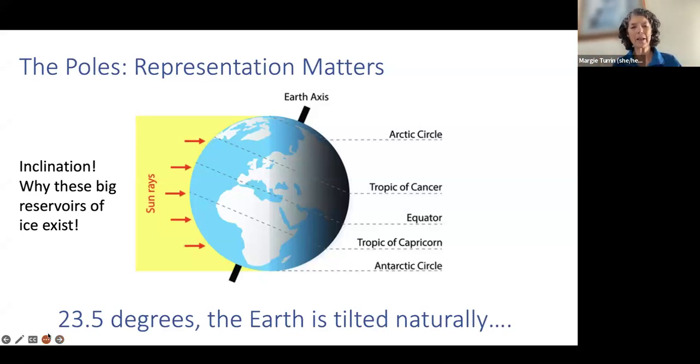So many years ago, I was at AMNH, and there was a group that created this little ditty, "23.5 degrees, the earth is tilted naturally." And it's just kind of always hung in my head. So little things like that that can really help with trying to reinforce ways that students can learn are always useful.